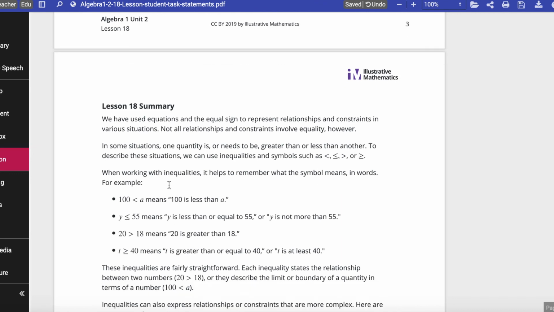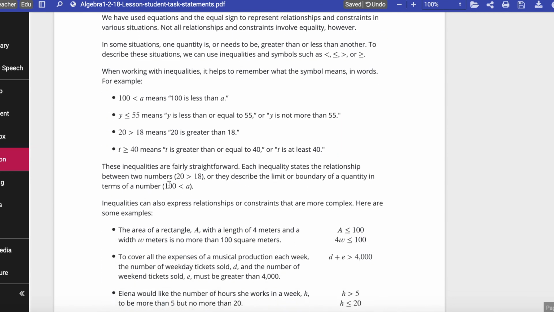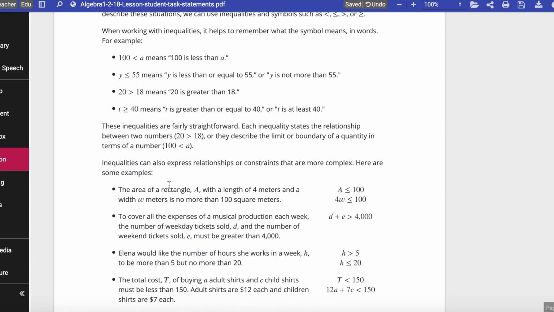So the rest is the summary. Read over that. If you have an exit ticket to cool down to do, then you'll want to complete that.